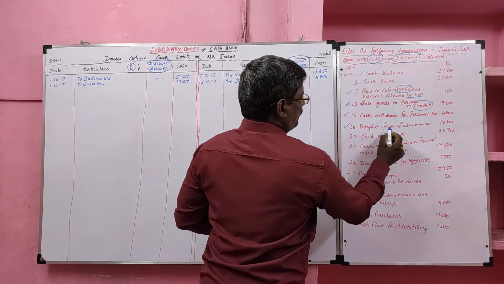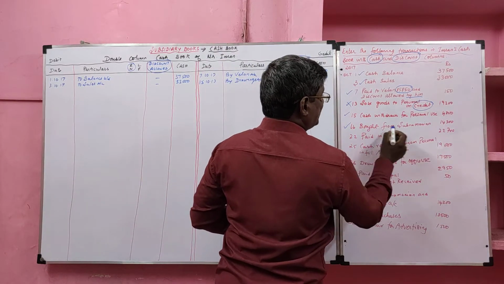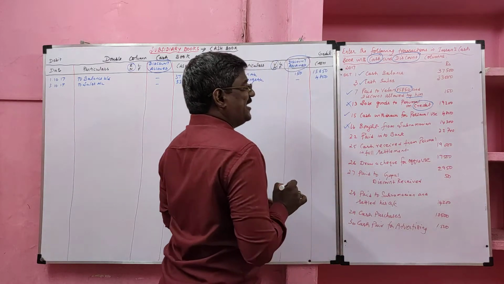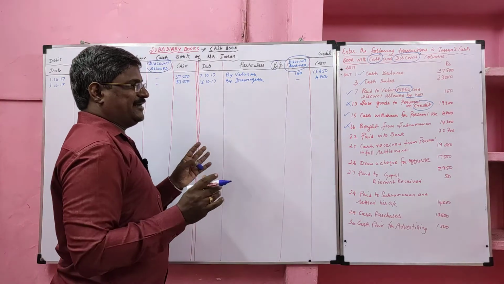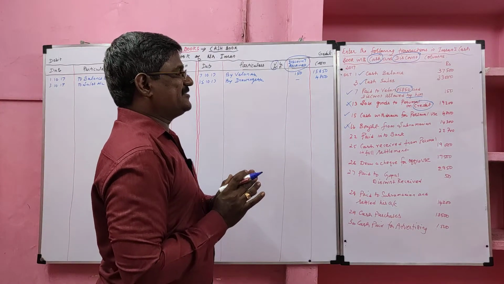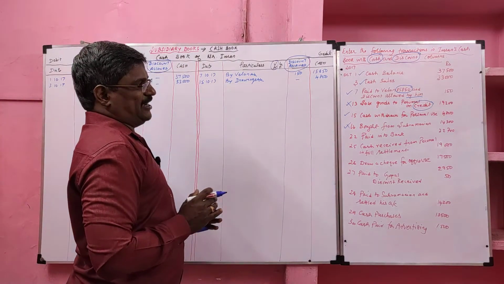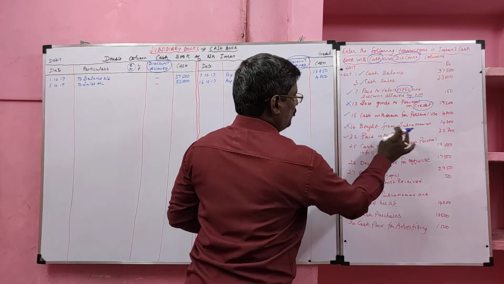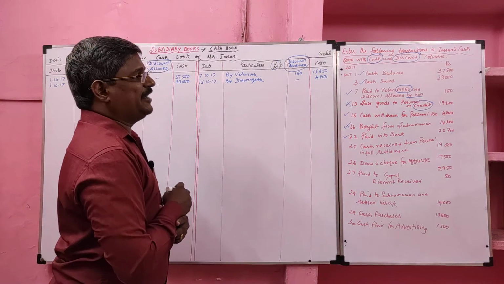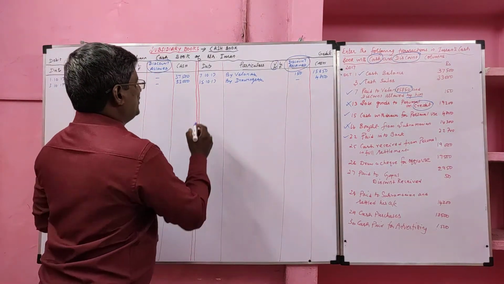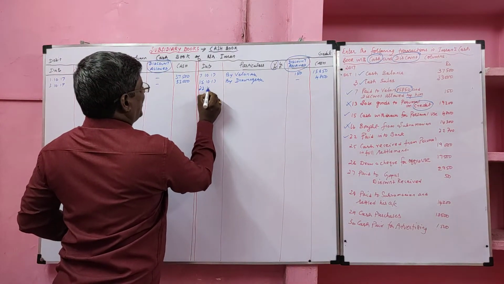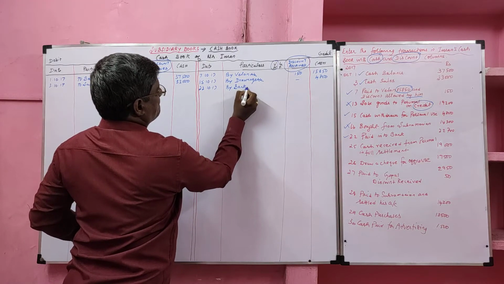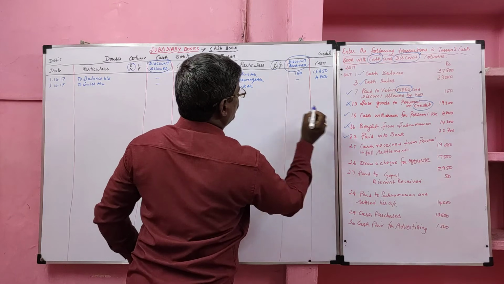Next, bought from Subramanian. So we purchased goods from Subramanian. Name is given, so it is a credit purchase. It will not be recorded in the cash book. I said credit transactions are not to be recorded in the cash book. Okay. Then 22nd, paid into bank. We deposited money into the bank. It is a payment, so it will be recorded in the credit side, by bank. How much did we pay into bank?